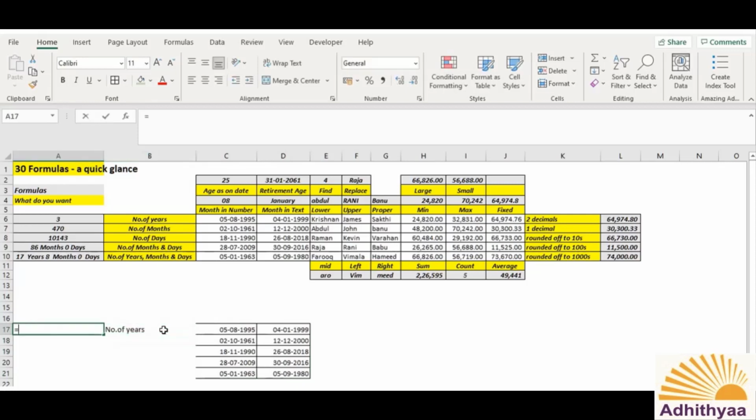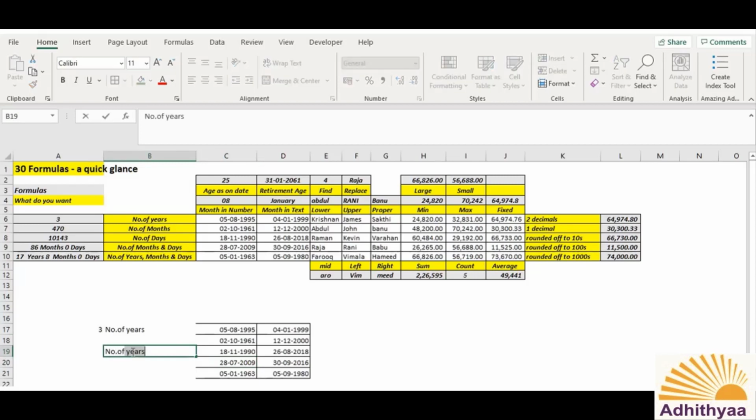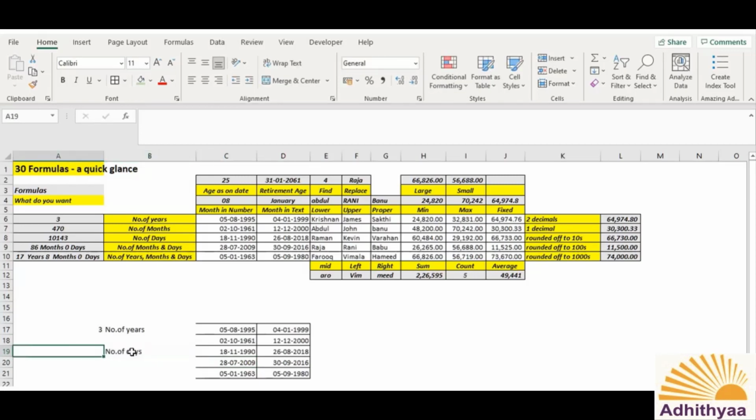What is the formula? Equals DATEDIF open bracket, first date comma second date comma quotes Y. You got 3. Excellent. Very good. And now you also want to see the difference in terms of number of days. You know what the formula is?